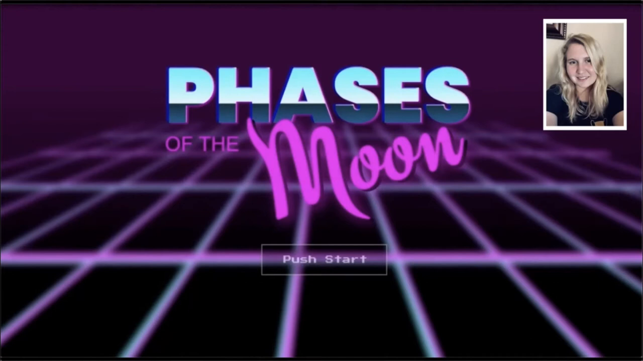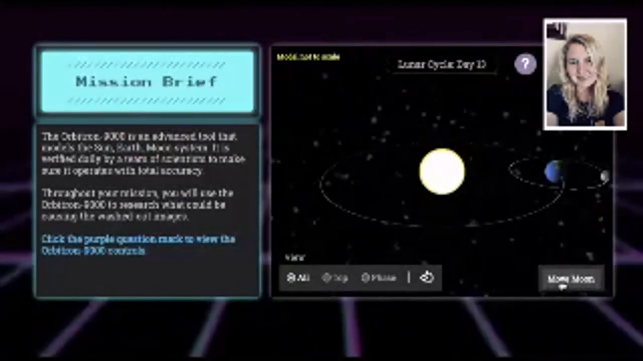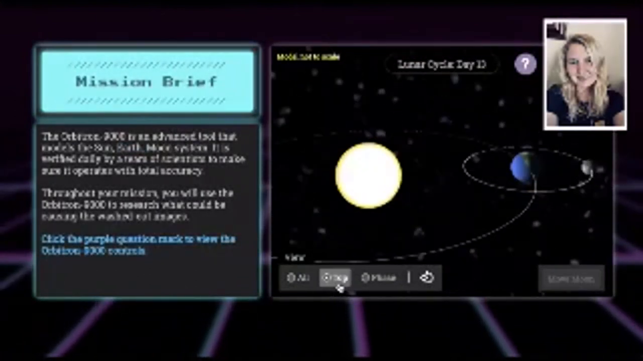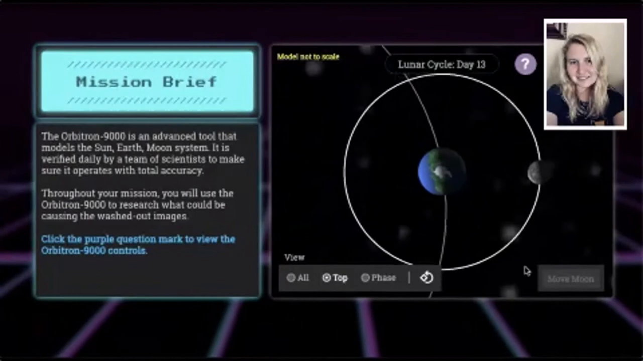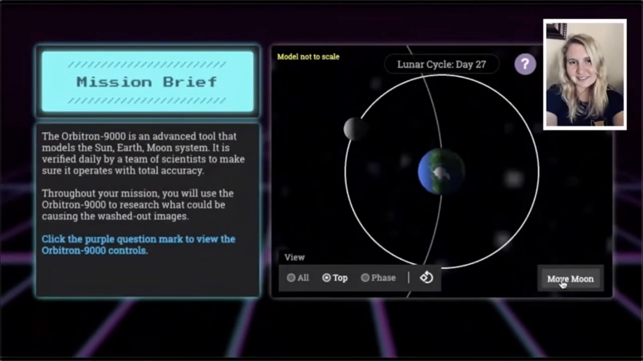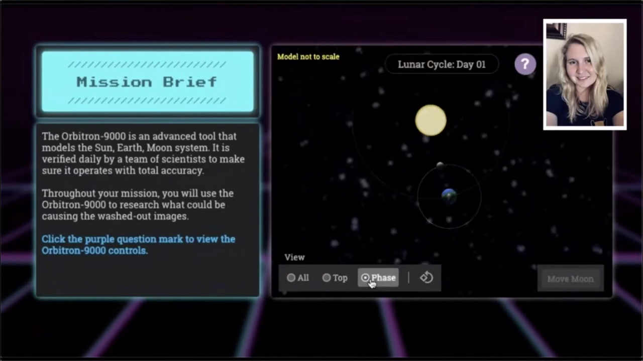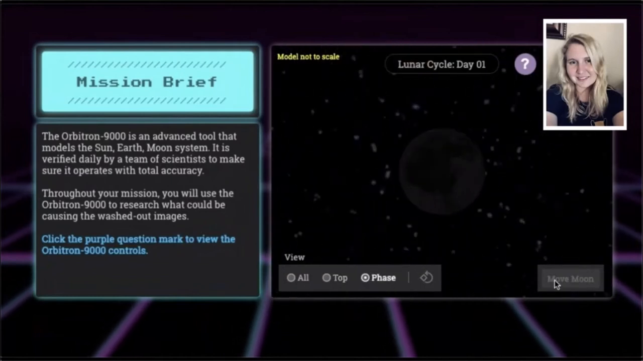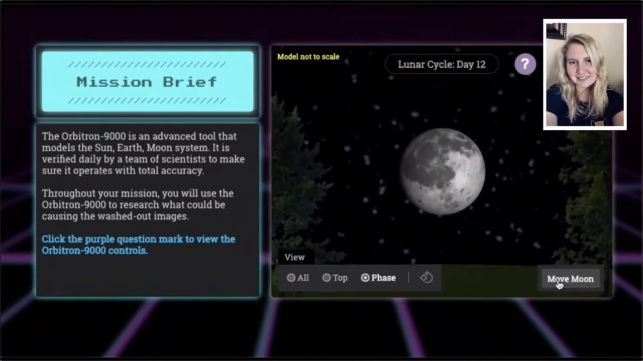In this experience, you work with Lucia and artificial intelligence and the Orbitron 9000 to determine the correct sequence of the phases of the moon in order to reprogram Lucia. The Orbitron 9000 is an awesome tool that simulates the Earth-Moon-Sun system and allows you to observe the orbit of the moon around Earth in three different views.